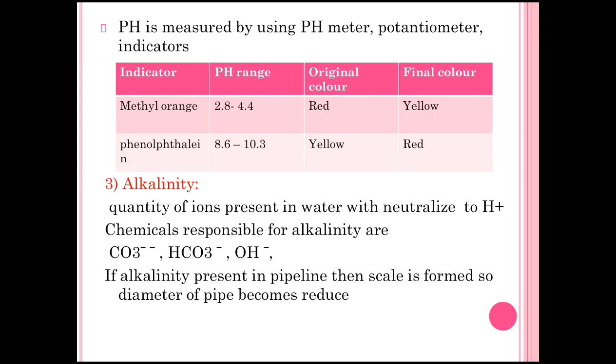If alkalinity is present in a pipeline, then scale is formed. We know that scale means the hardness of water. Whenever maximum salts are present in the water, a small layer of salts appears on the metal. Whenever there is a pipeline which provides water to a city or any industry or any water demand, then that pipeline gets corroded by this maximum presence of salts in the water.